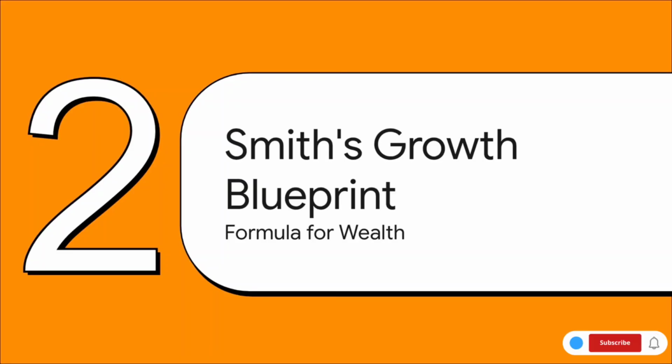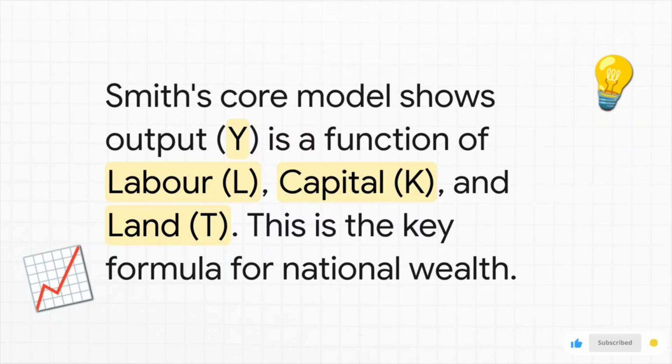Let's look at Smith's blueprint for growth. This all comes from his absolute masterpiece from 1776, An Inquiry into the Nature and Causes of the Wealth of Nations. And yeah, that's a long title, but for your exam, you'll definitely want to remember it. Right at the very heart of his entire theory is this pretty simple, really elegant equation: Y equals a function of L, K, and T. Seriously, if there is one single formula you take away from this whole session, make it this one. It is the absolute core of his model.